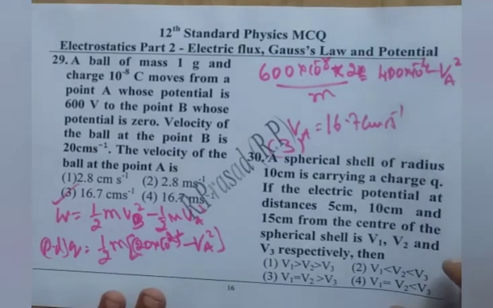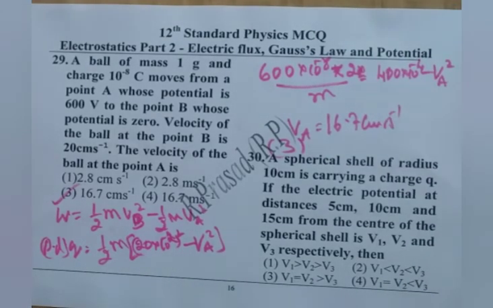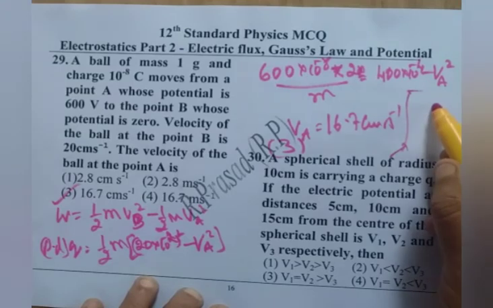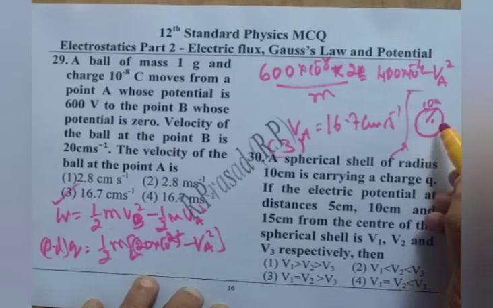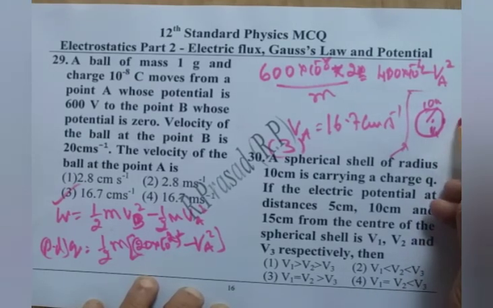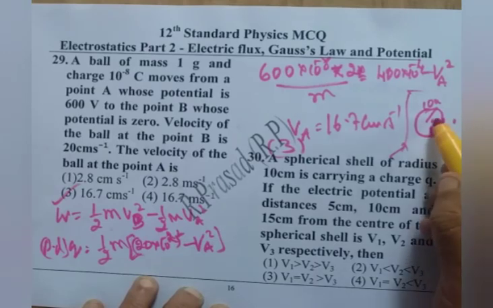We go for the last question in this session. A spherical shell of radius 10 centimeter is carrying a charge q. If electric potential at distances 5 centimeter, 10 centimeter and 15 centimeter from the center of the spherical shell are V1, V2, V3 respectively, then say we write a figure for that. Here I write, we have a sphere of radius 10 centimeter. We have points, say one at 5 centimeter, V1, and one at 10 centimeter and another at 15 centimeter. So 5 centimeter means inside and 10 centimeter is on the surface.